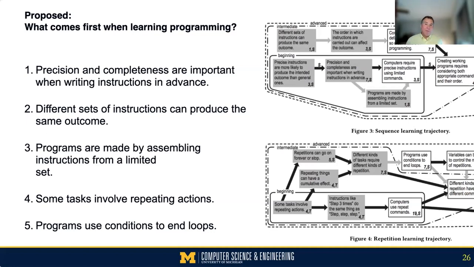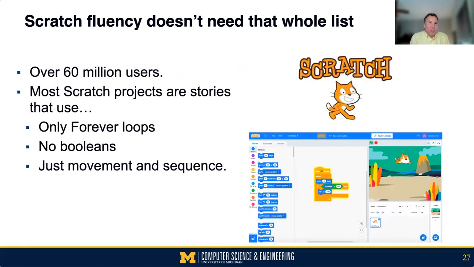Now, I'm betting for all of you computer science teachers, you're looking at this list and saying, well, sure. I mean, yes, you have to know these things, but aren't these totally obvious? And isn't this the bare minimum? You learn this and then you go on to everything else? Well, actually, Scratch doesn't use that whole list.